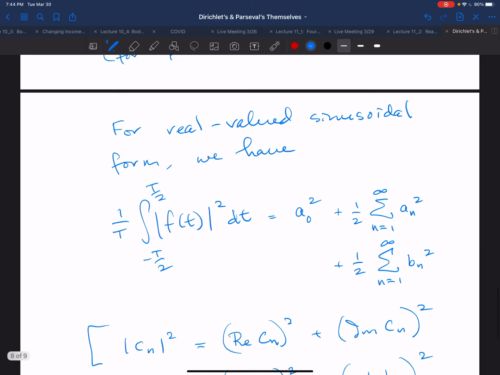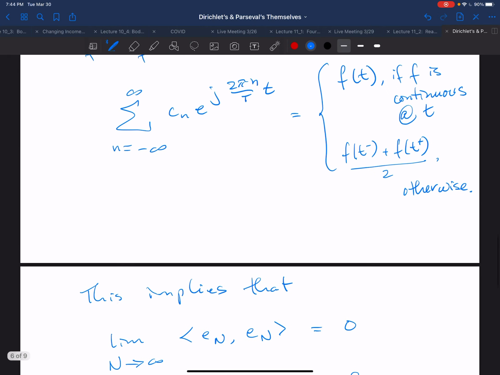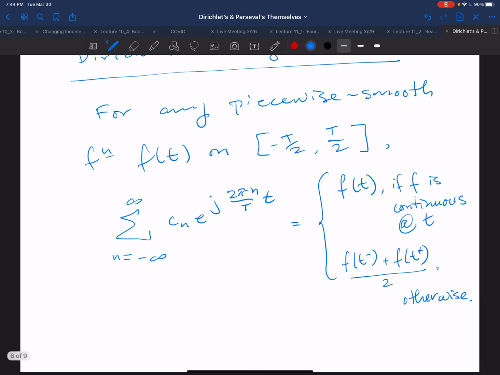Okay, so again, Dirichlet's convergence theorem tells us that as long as our function f of t is piecewise smooth, then the Fourier series converges to it almost everywhere, except at the discontinuities where it converges to the midpoint of the jump.